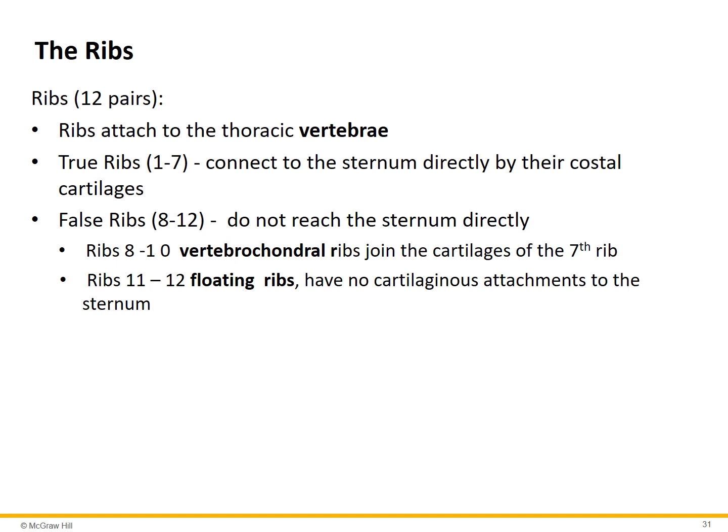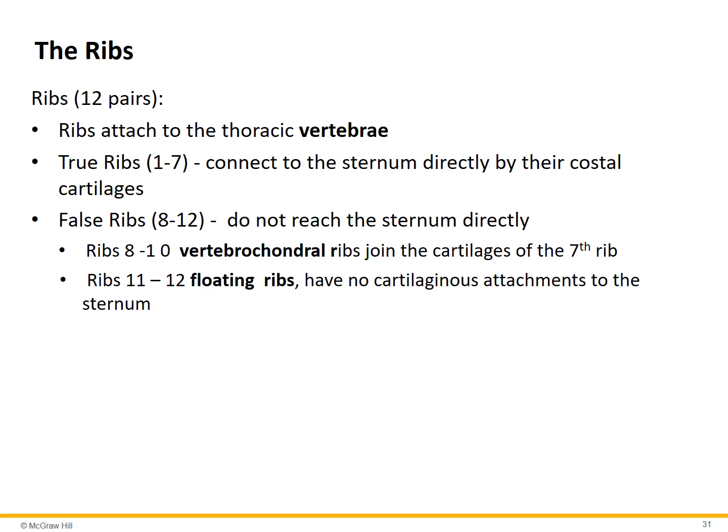All right, so the ribs can be categorized into groups. There's 12 pairs. There are the true ribs. These are ribs 1 through 7. So these are going to articulate again with the vertebrae, kind of swing around. And then there is costal cartilage that connects them to the sternum.